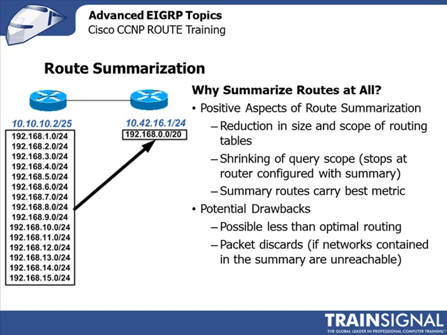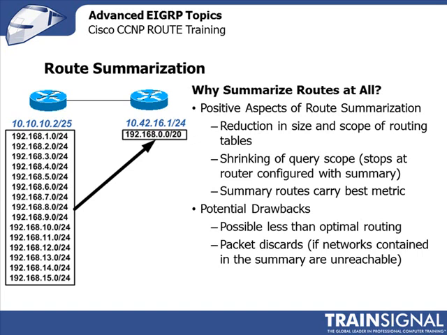Now the question begins with, why would you want to summarize routes at all? And the graphic here, I think, very well illustrates it. Notice all of these networks that would be propagated by the router on the left to the router on the right. Quite a few routes. But all of those routes can be summarized in a single statement. So instead of propagating all of the 192.168.1 through 15 routes, a simple 192.168.0.0/20 can serve the same purpose.